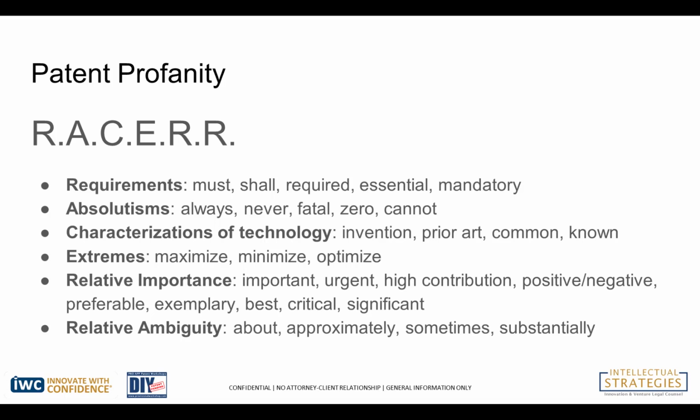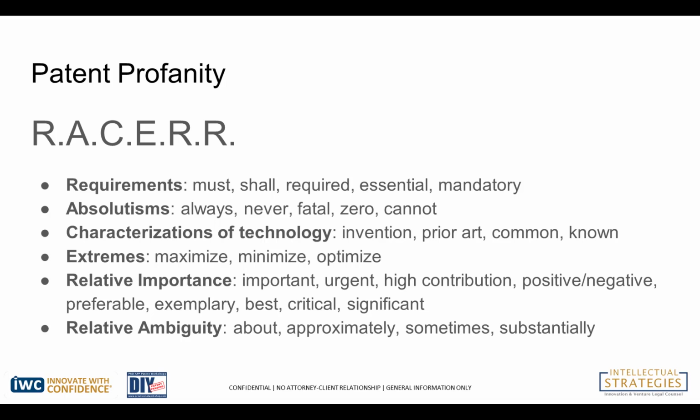The next one is absolutisms. So anything where you say this absolutely must happen, right? This always happens, or this never happens, or there's zero chance of this happening, or it cannot do such and such. What you would say instead is, in one embodiment, it does this thing, as opposed to saying it always does it. Or in one embodiment, it does not do this thing, instead of saying it never does it.